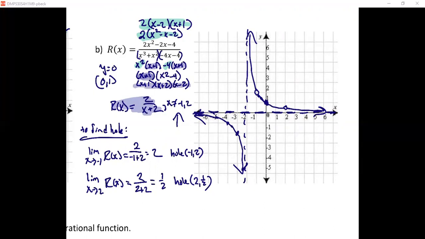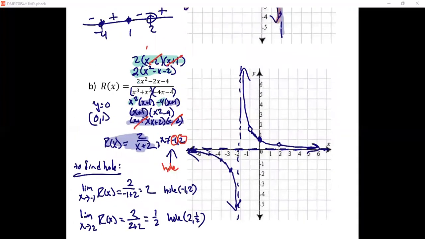What's occurring is we end up with factors that are the same in the numerator and denominator. If I plug in -1 to the numerator, I get 0. If I plug in -1 to the denominator, I get 0. So those are going to cancel each other out, creating a hole. So a hole occurs at x equals -1. This x minus 2 will cancel out with this x minus 2, so it creates a hole at x equals 2.